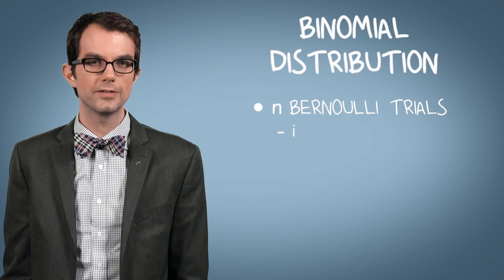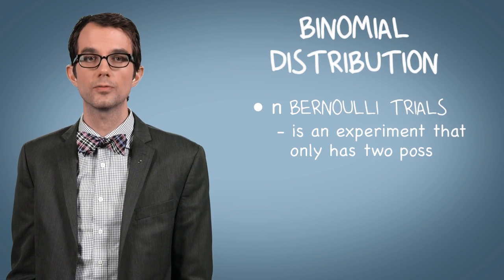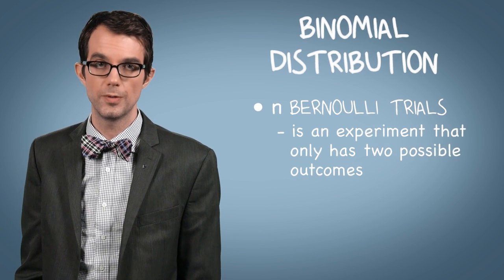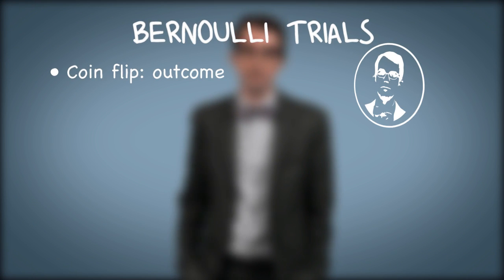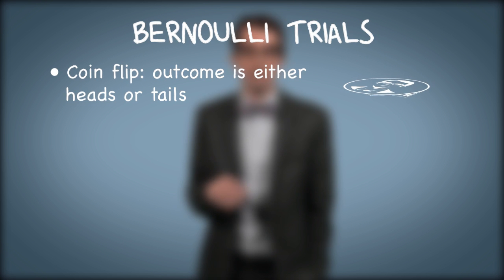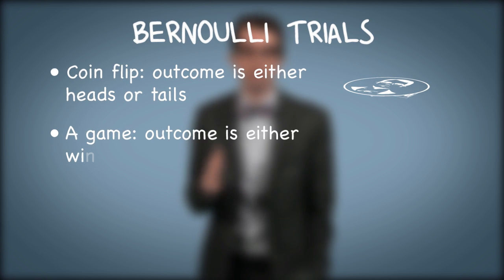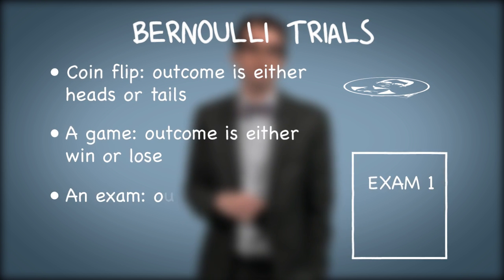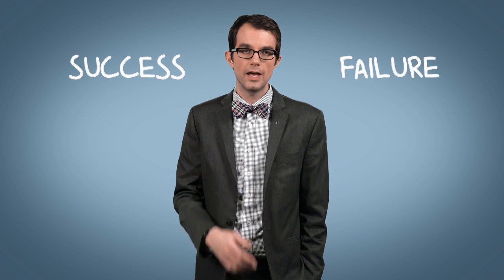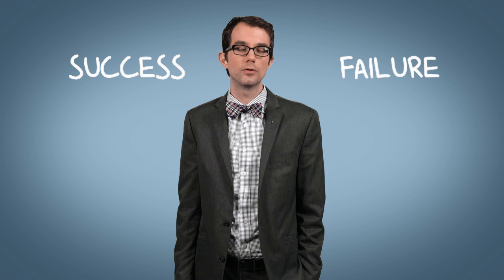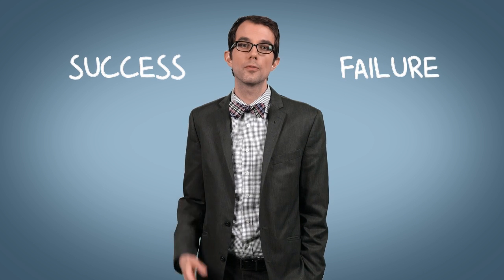A Bernoulli trial is an experiment that has only one of two possible outcomes, hence the binomial distribution. Examples of a Bernoulli trial could be a coin flip, whose outcome is either a head or a tail, a game, whose outcome is either win or lose, or maybe an exam, whose outcome is pass or fail. In general, we say the outcome of the Bernoulli trial is either a success or a failure. And a binomially distributed random variable provides the probability of some number of successes in those n trials.